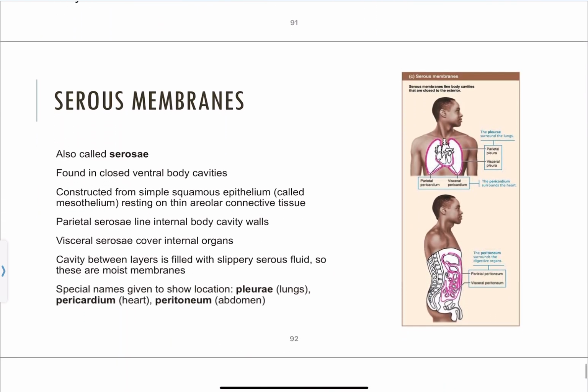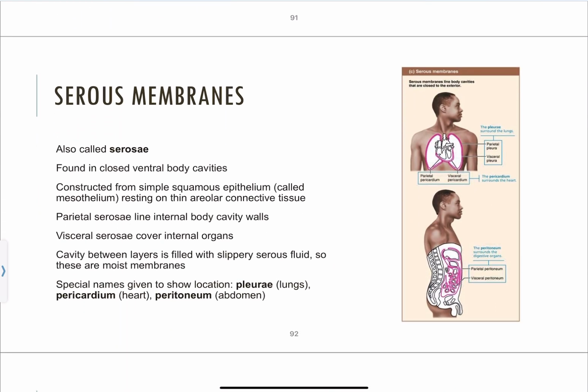And then we have our serous membranes, and again, we already talked about these, but I'll mention it again here. So these are found in our body cavities that are closed off from the external environment. So we have mucous membranes if they're exposed, like our respiratory tract, to the external environment. If they're closed off from the environment, then it's a serous membrane.